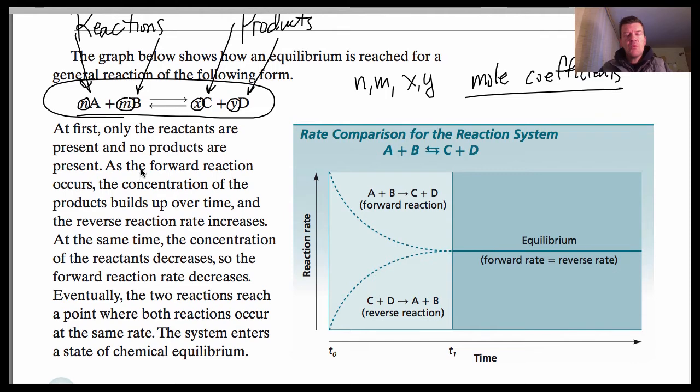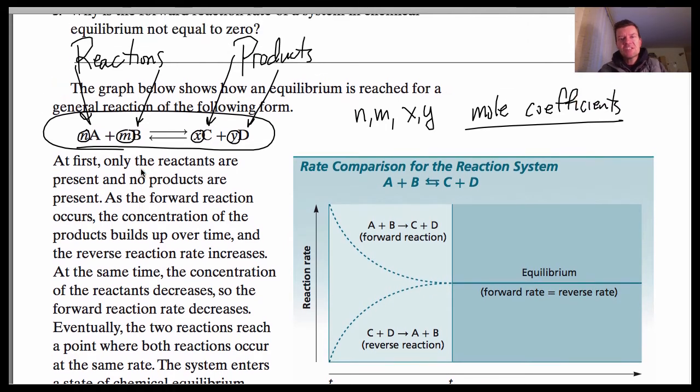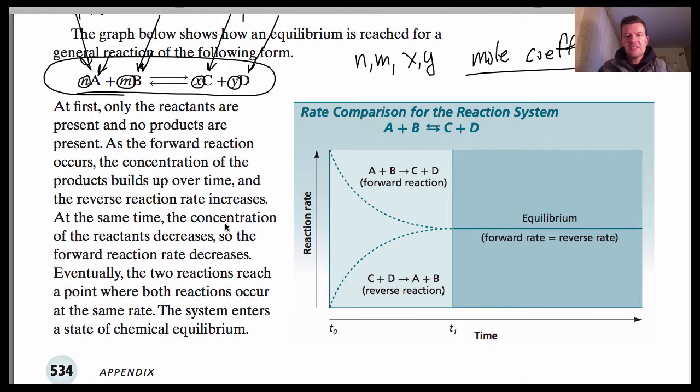Now, when this occurs, let's say initially we only have reactants A and B in our container. Well, that means this forward reaction is going to occur because there's no C and D to go back the other direction. All we have right now is A and B. So the rate of the forward direction is high.